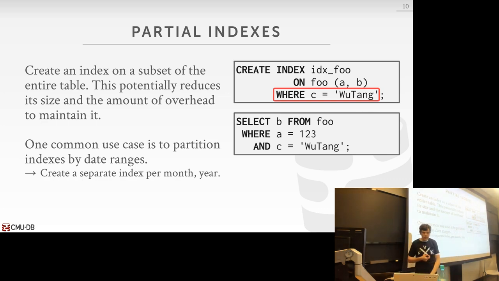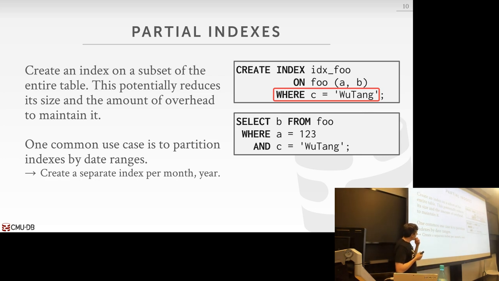This is very common when people want different indexes for different date ranges. Like, per month I'll have an index so I can do lookups quickly on all the orders for that month. And again, I'm trying not to pollute my buffer pool cache with a bunch of data that I don't need. By having a partial index, the height is going to be lower and I can quickly find the data that I'm looking for.